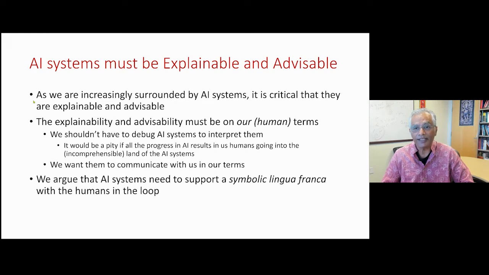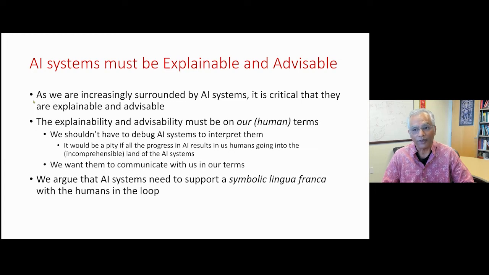After all, it will be a pity if all the progress in AI results in us humans going into the incomprehensible land of the AI systems and spending time there. So we really want them to communicate with us on our terms, in being explainable to us or taking advice from us. And the central argument of this blue sky paper is that AI systems must support a symbolic lingua franca to communicate with humans in the loop.